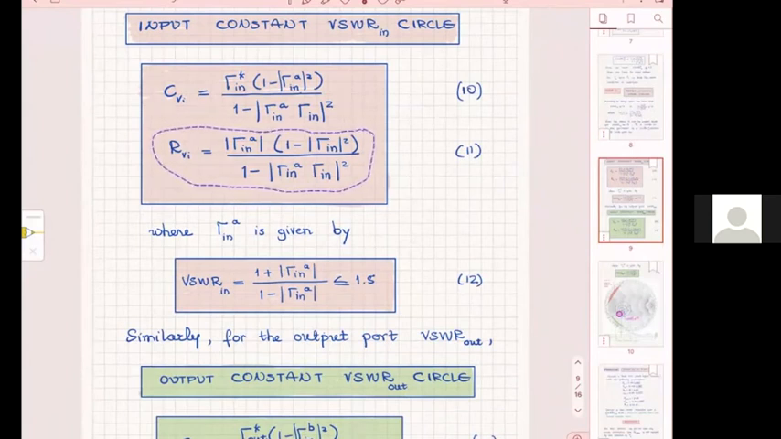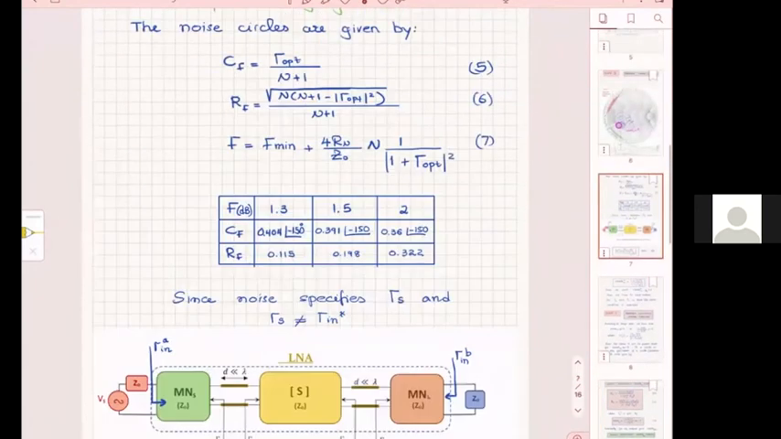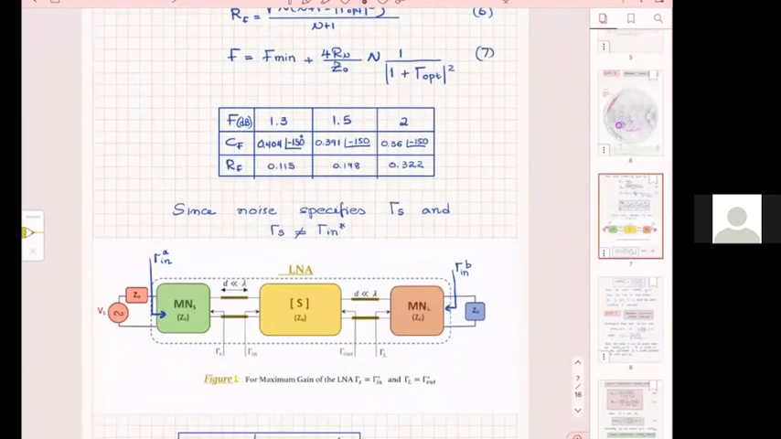All right. Now, is it not true that my gamma in is really my gamma S? Do you agree with this? Is it true that my gamma in is really nothing else but my gamma S? What is the relationship that we have established between gamma in and gamma S? Gamma S is the complex conjugate of gamma in? Yes, and for maximum gain.